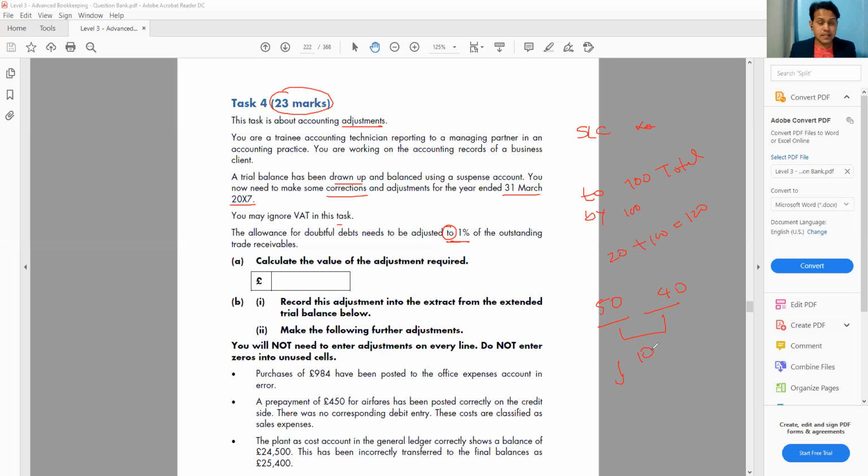So if I want to increase it, I make it debit 10. If I want to decrease it, I make it credit 10. So we'll see that anyway. So let's move on. What else we have?